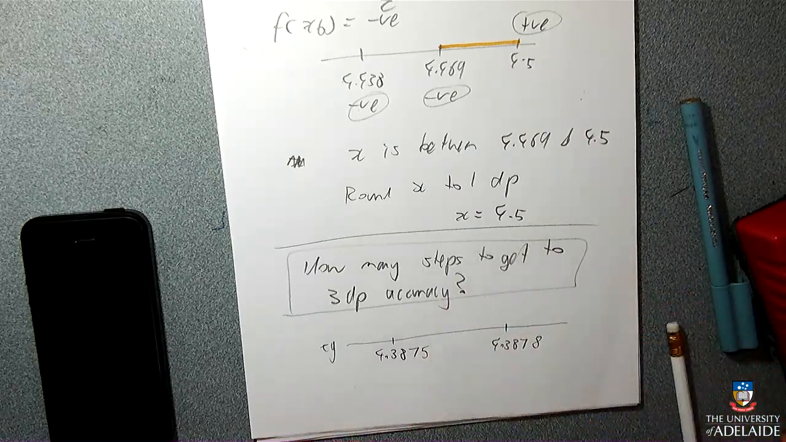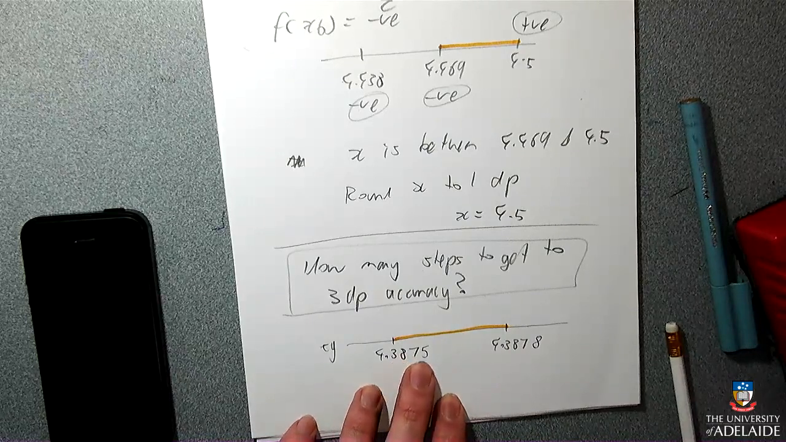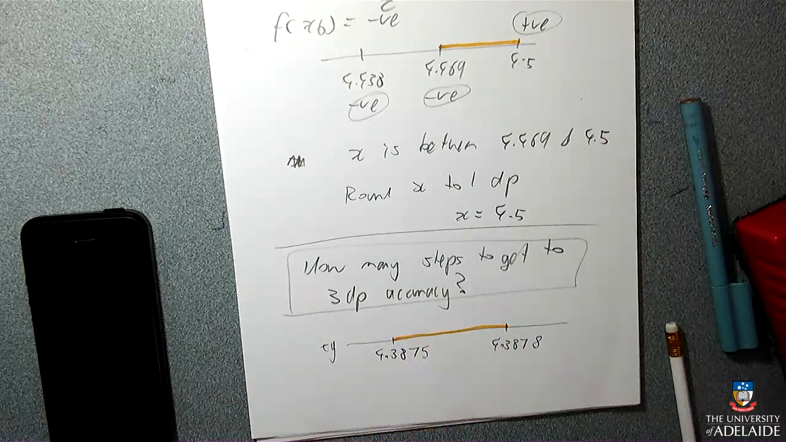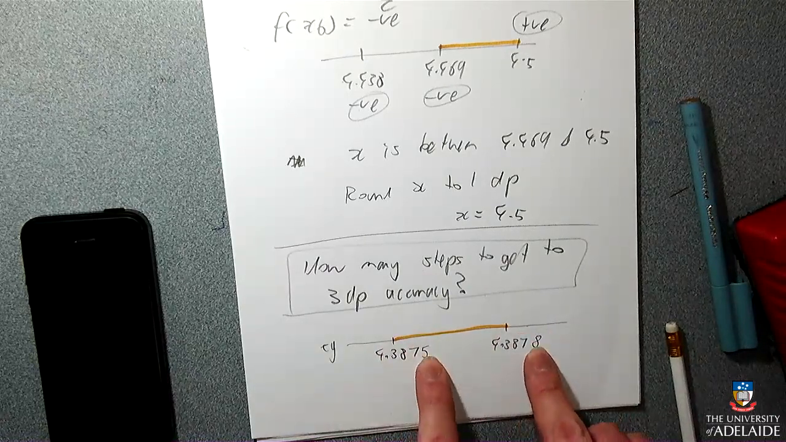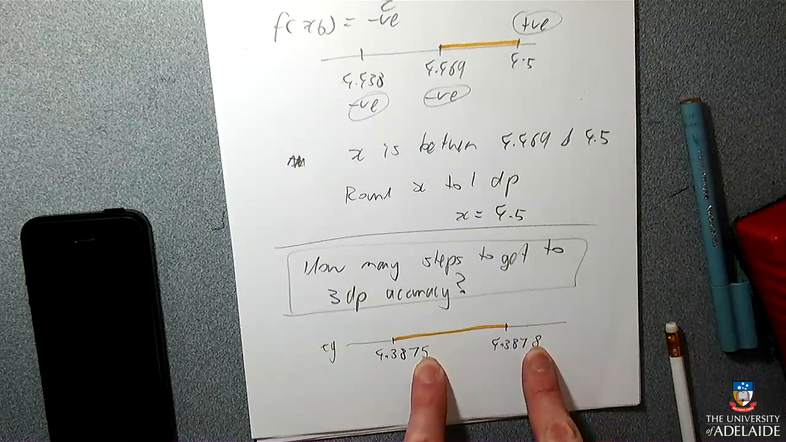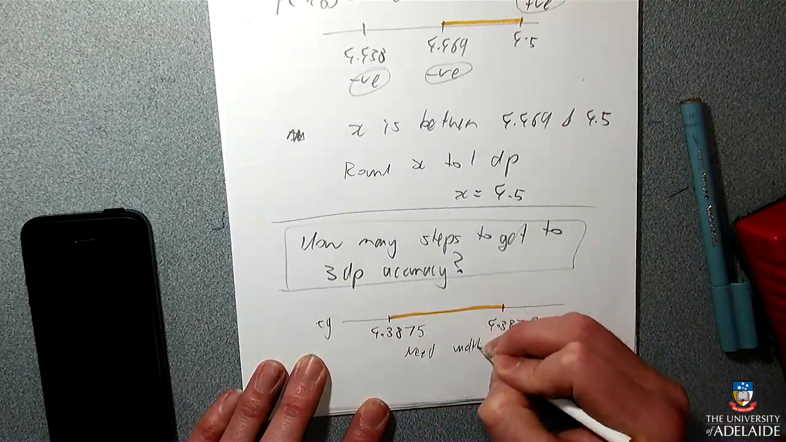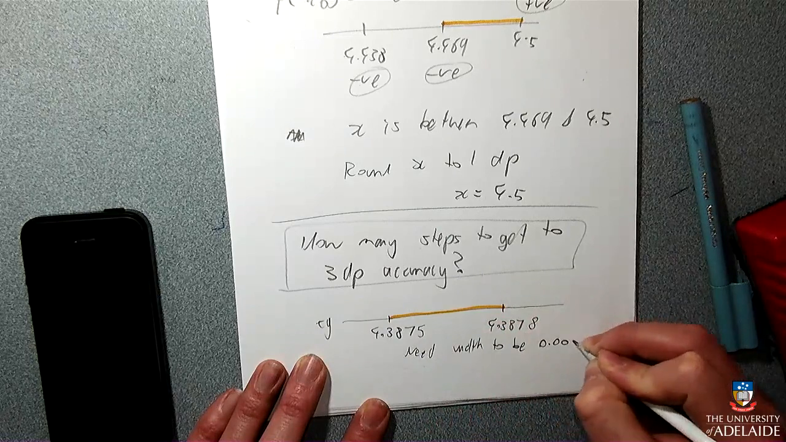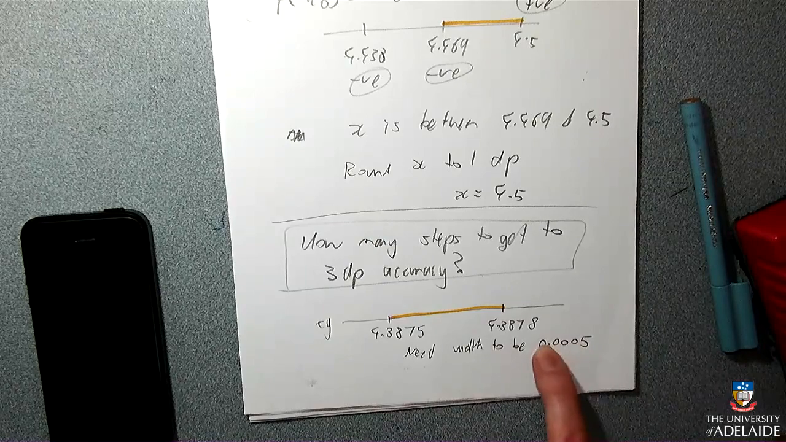if you got down to here, for example, and you knew it was between here and here, then you would know that to 3 decimal places it is definitely 4.388. So if you wanted to get it down to definitely 3 decimal place accuracy, you need the width of this interval to be 0.0005. That's what we need to get 3 decimal places of accuracy. 4 decimal places of accuracy would be 0.00005. You need basically the same number of zeros here as the decimal places.